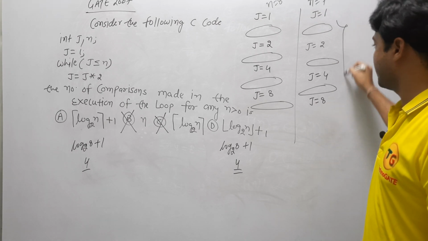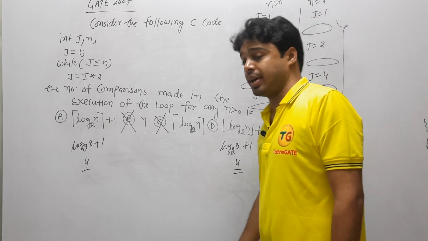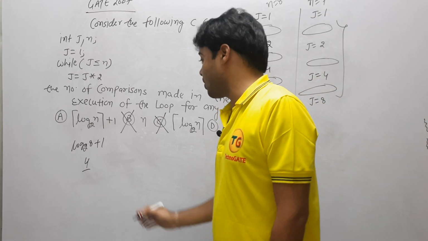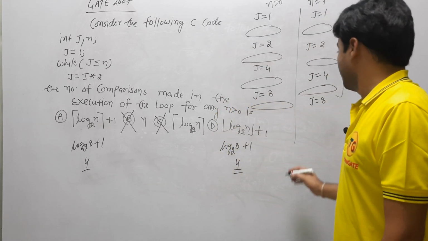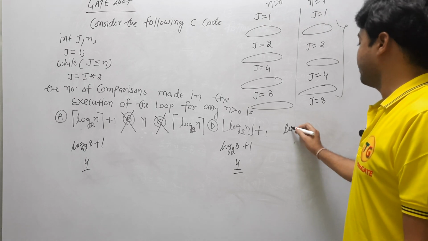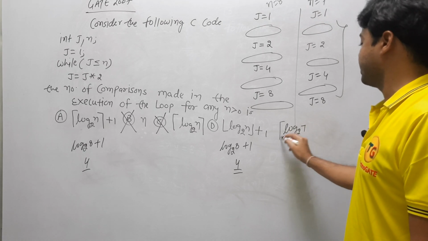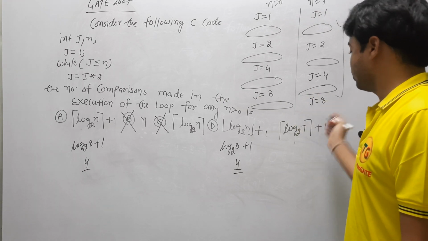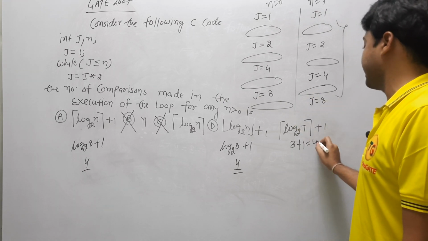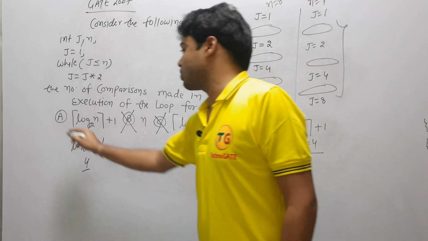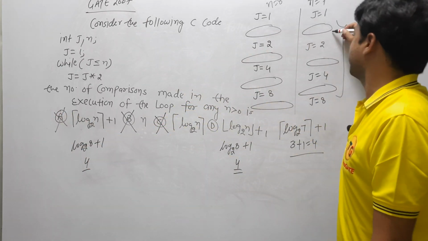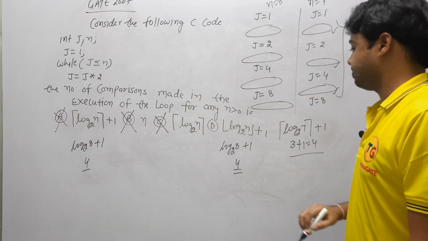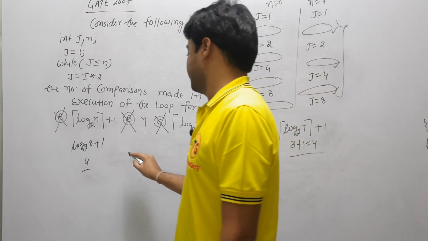So only 3 times it will execute here. Now we have to check option A, which is ceiling of log 7 plus 1. Log 7 is 2 point something, which means 3, plus 1 is 4, because of the ceiling function. So it is wrong, because the loop will execute only 3 times: 1, 2, 3 only.